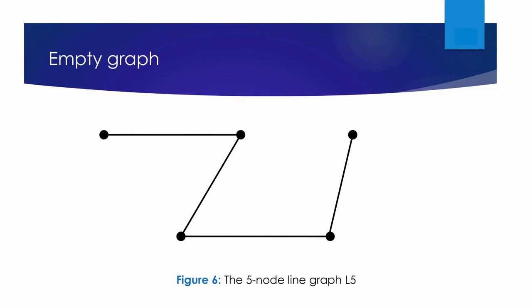Finally, the line graph. The n-node graph containing n minus 1 edges in a sequence is known as the line graph L of n. More formally, L of n is the combination of V and E, where V equals the set V1 up to Vn and E is the set of two-element subsets {V1, V2} up to {Vn minus 1, Vn}. As an example, L5 is a line graph with 5 nodes, displayed in figure 4.